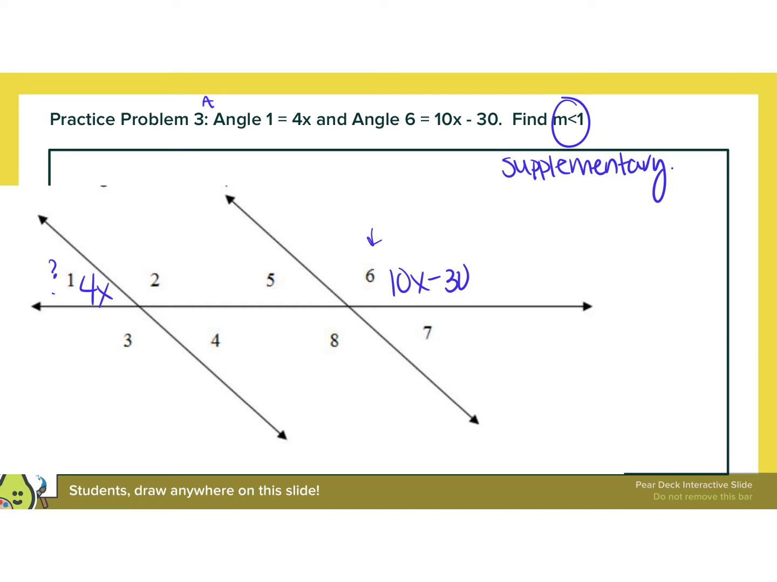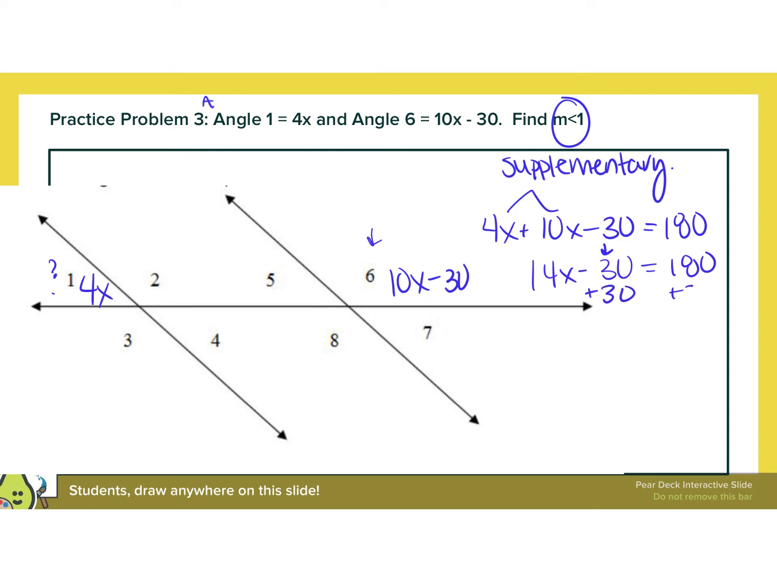So that means add them together. 4x plus 10x minus 30 and set them equal to 180. Okay, combine like terms. You'll probably always have like terms when they're supplementary. And you're going to get 14x minus 30 equals 180. Get rid of your constant by doing the opposite. And you have 14x equals what? 210?